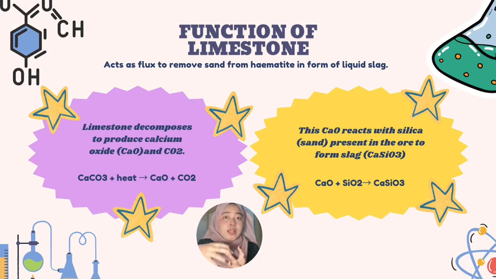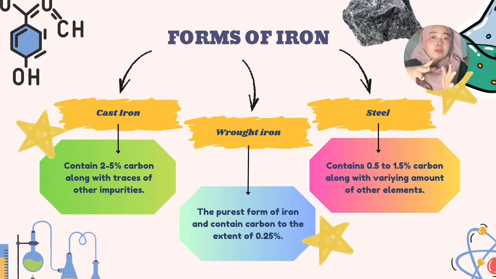Because the slag is liquid and lighter than iron, it floats on top of the molten metal, allowing us to drain it off separately. Now that we have successfully extracted iron from its ore in the blast furnace, we need to understand the different forms it takes. The primary difference between these forms is their carbon content, which drastically changes how the metal behaves.